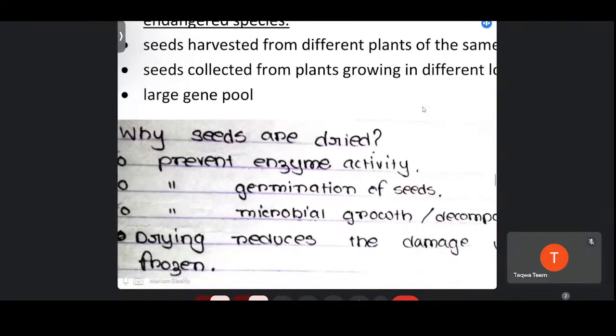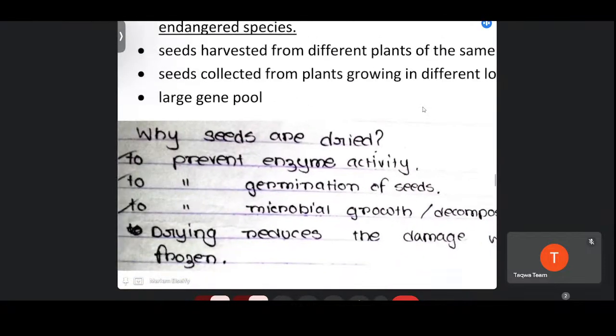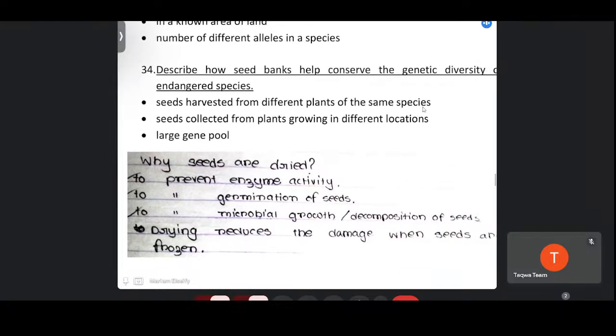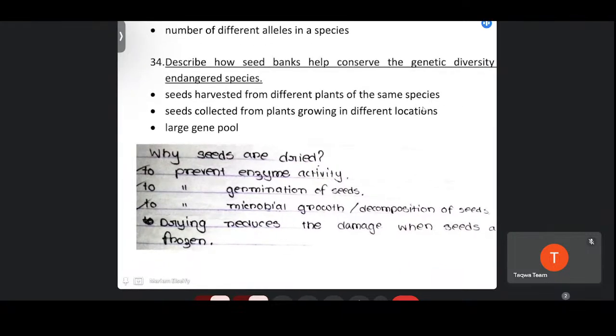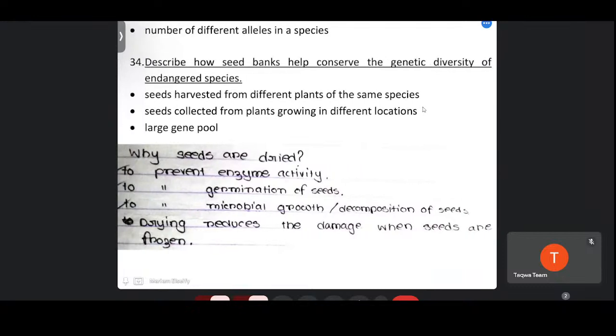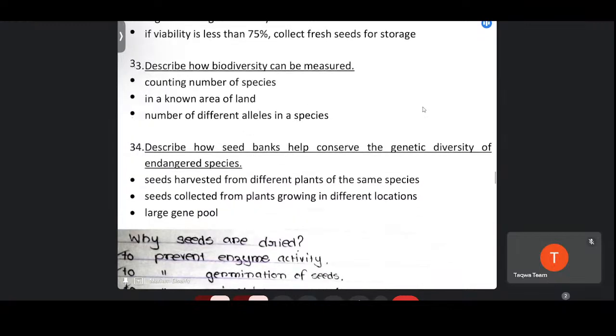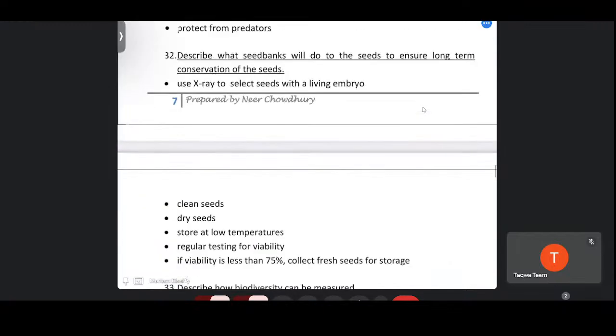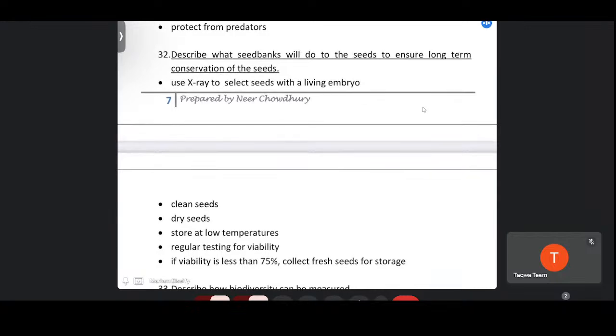So why are seeds dried? To prevent enzyme activity, to prevent germination of seeds, to prevent microbial growth and decomposition of seeds, and drying reduces the damage when seeds are frozen. Again, why are the seeds dried? To prevent enzyme activity, to prevent germination, to prevent microbial growth and decomposition, and it reduces the damage when seeds are frozen. Here we also said that one of the most important things to do to ensure long-term conservation of the seeds is to dry the seeds.